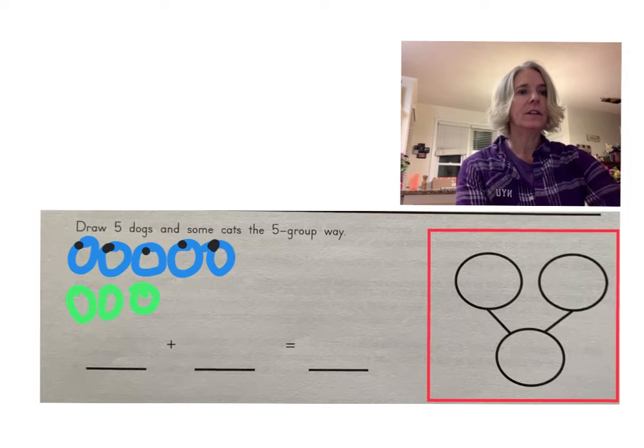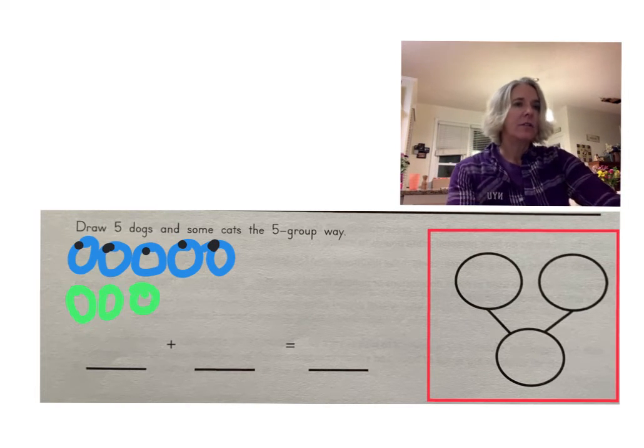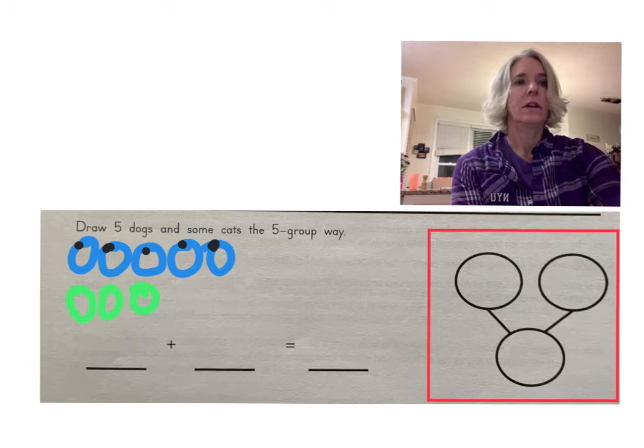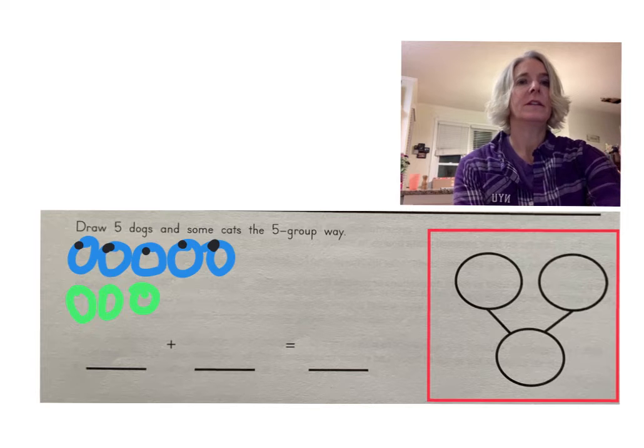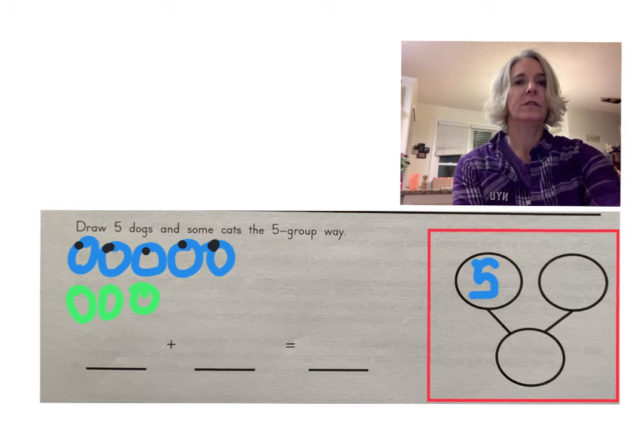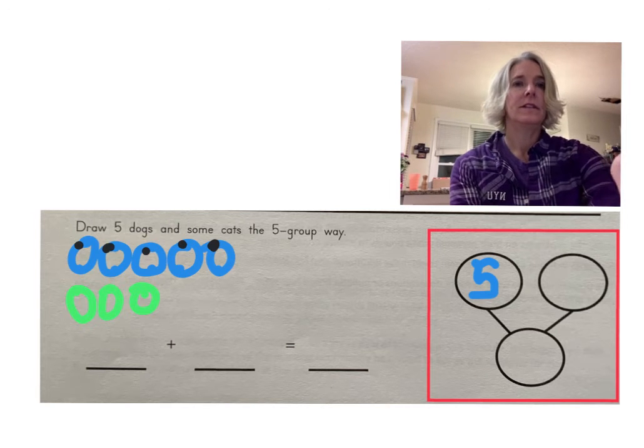Hi kindergarten, let's do the second step, our number bond. Okay, so our first part of our number bond is the 5 dogs. The 5 dogs in blue. 1, 2, 3, 4, 5. The second part of our number bond is the cats. The 3 cats in green. 1, 2, 3.